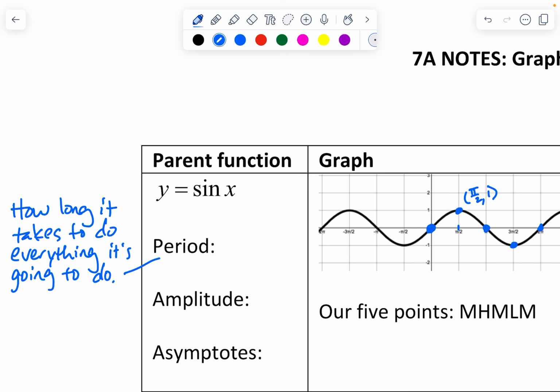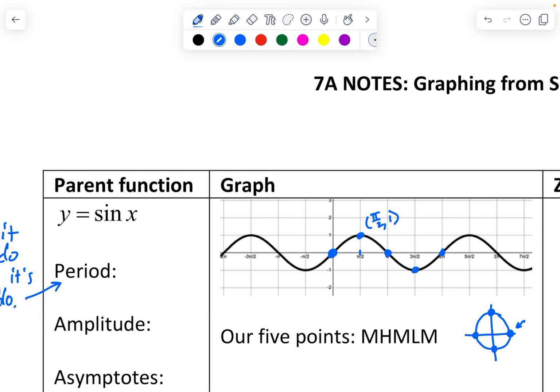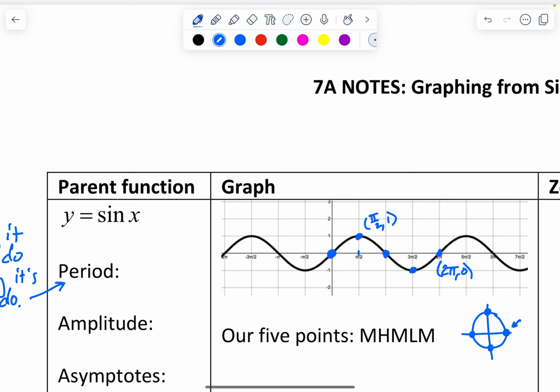That is the period. And so if you look at our curve, we did the middle, the high, the mid, the low, the middle, and then after that, it's just repeating the same process over and over again. So how long did that take? It started at 0. It finished that process over here at 2 pi. This is the point 2 pi, comma 0. And so the period of sine is 2 pi.